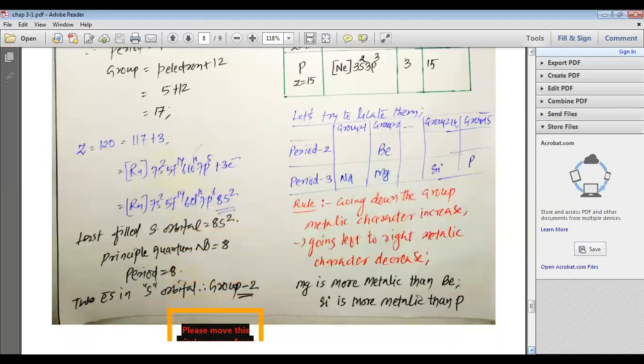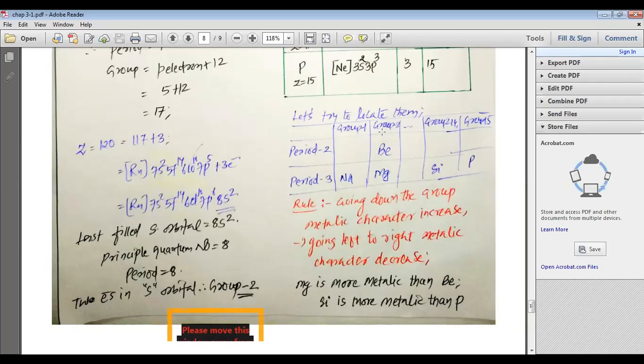Now what is the rule? Going down the group, metallic character increases, and going left to right, metallic character decreases. So going down group number 2, from beryllium to magnesium, the metallic character increases, and we can say that magnesium is more metallic than beryllium. Same way, going left to right, from sodium, magnesium, silicon to phosphorus, the metallic character decreases. That is why sodium is the most metallic, whereas phosphorus would be the least metallic.